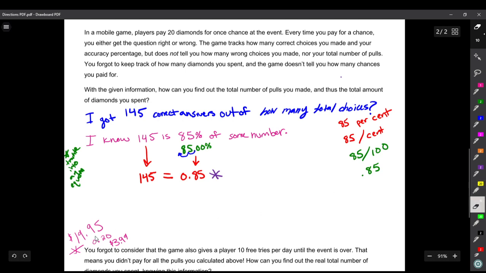Why is my eraser not working? I guess it doesn't feel like working today. That's very annoying. Okay, that's fine. We'll just leave that down there.